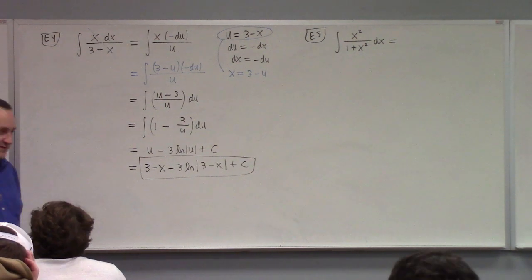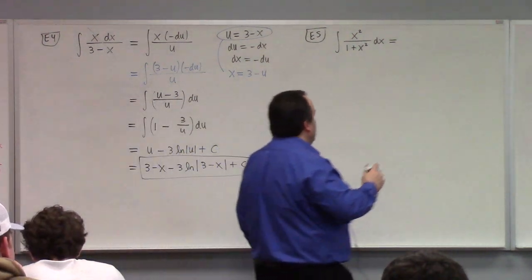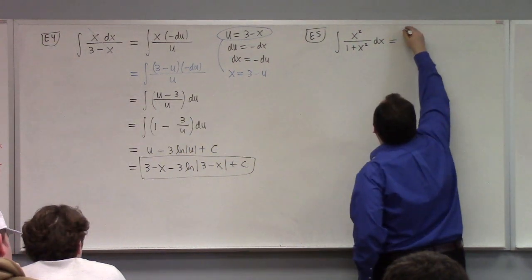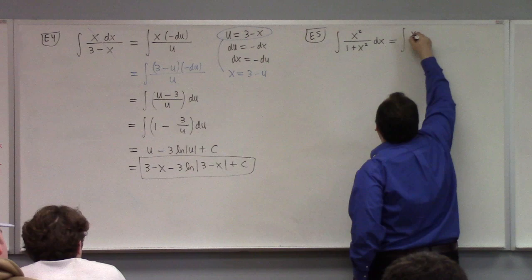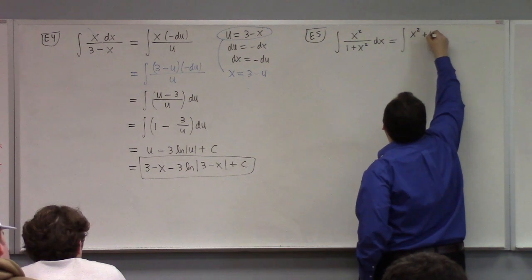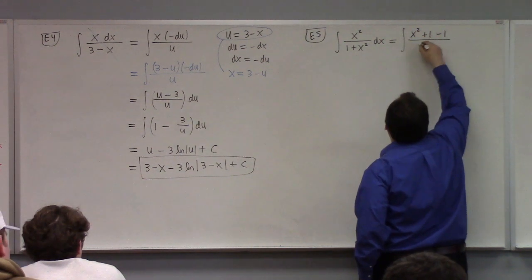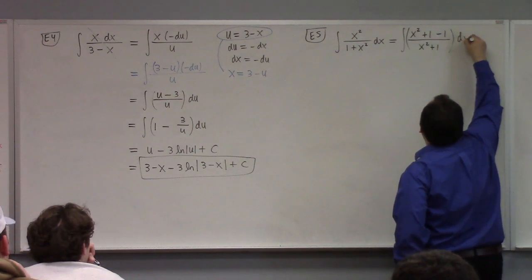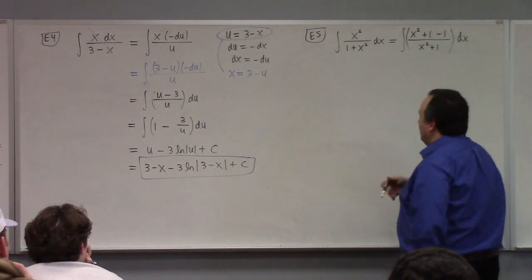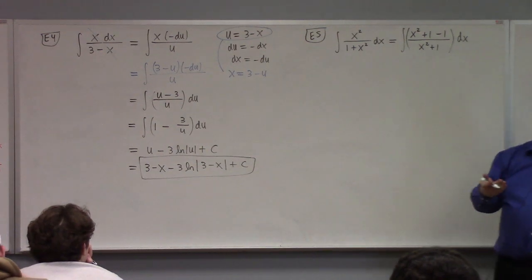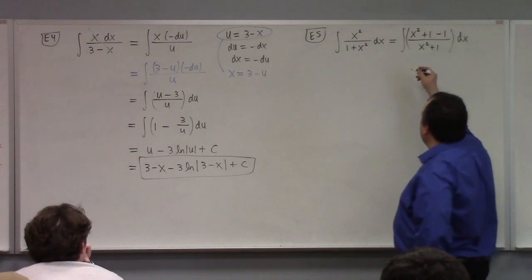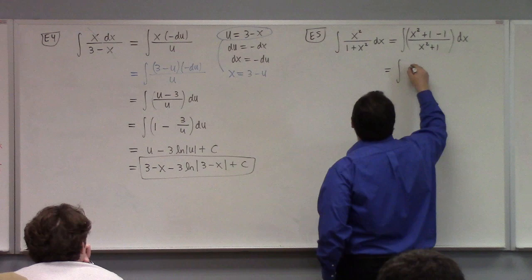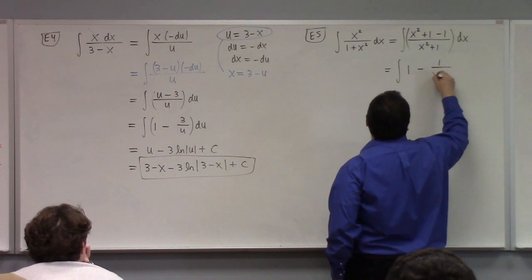Let me show you how I deal with this. I do a sneaky step. My sneaky step is this. I add 0. The reason I did that, and you can add 0, is because now this is equal to the integral of 1 minus 1 over x squared plus 1.